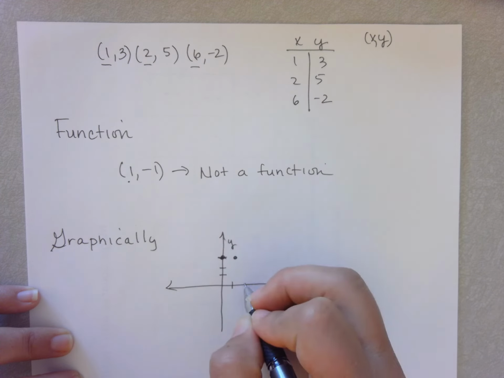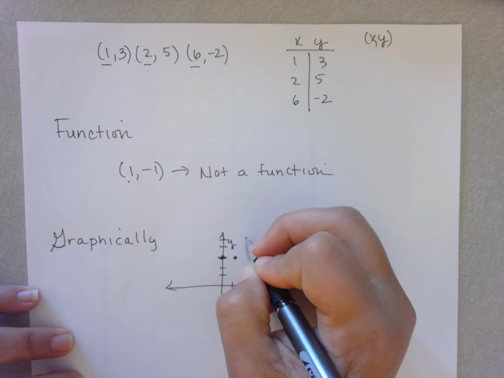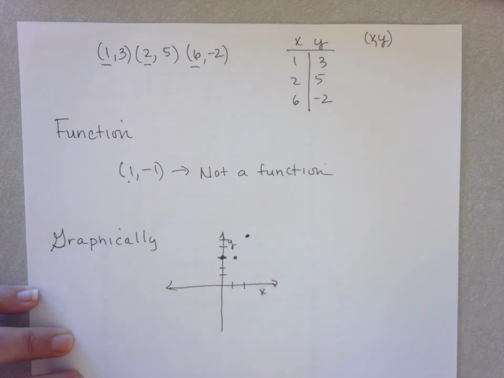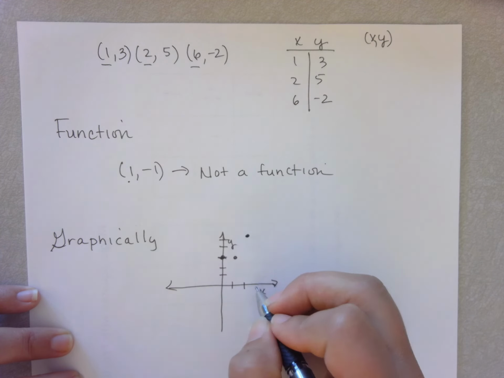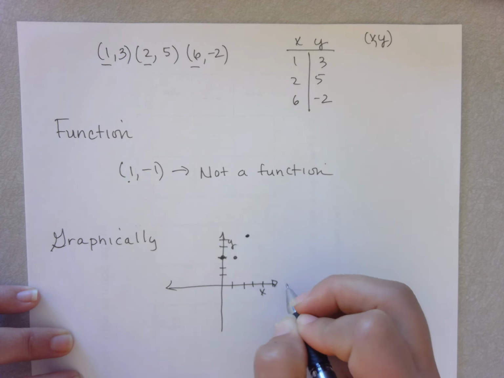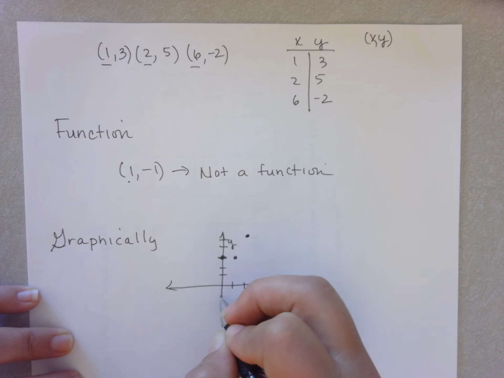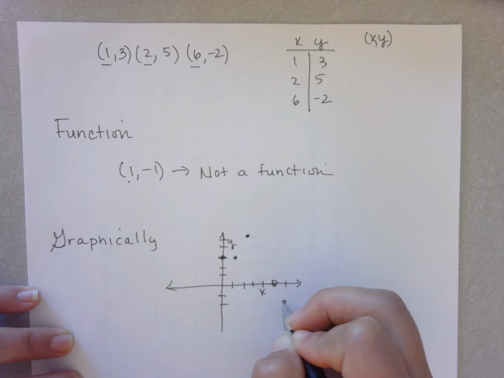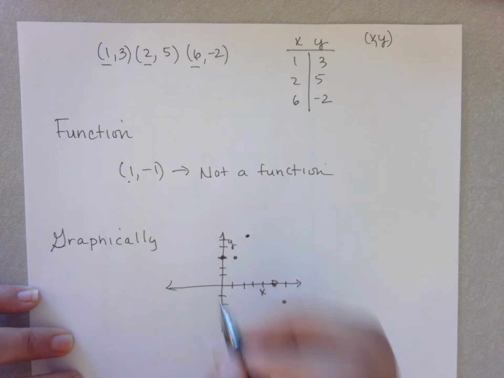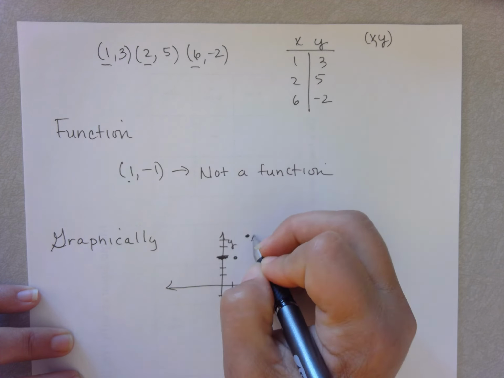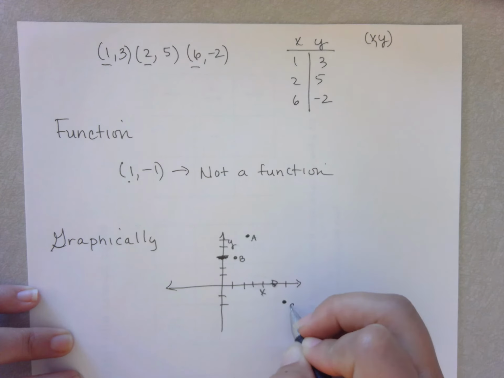Then I'm going to move over here to 2, and 5 would be up here. I'm just plotting these as ordered pairs. And then 6, I'll extend my axis out here, and -2 is down here. So I have these 3 points. Let me just call them A, B, and C.